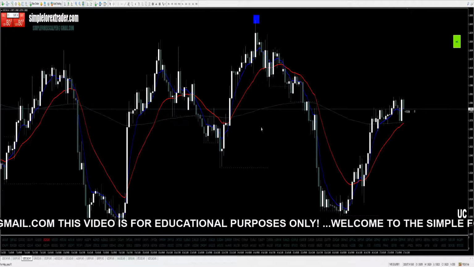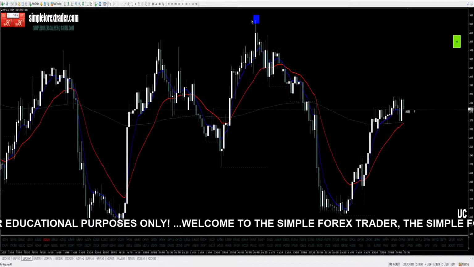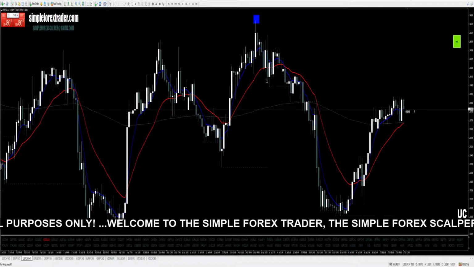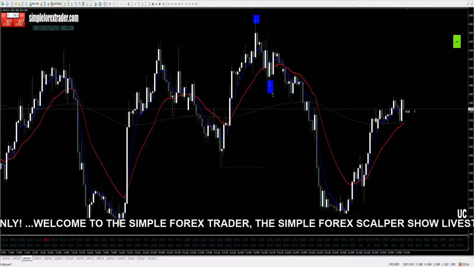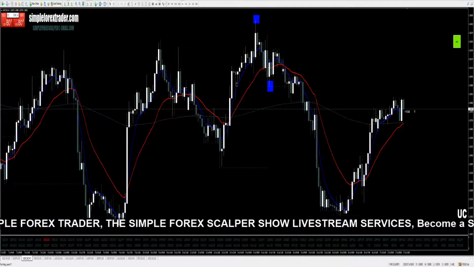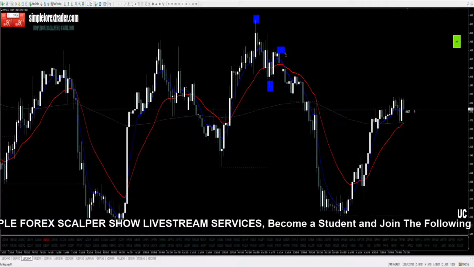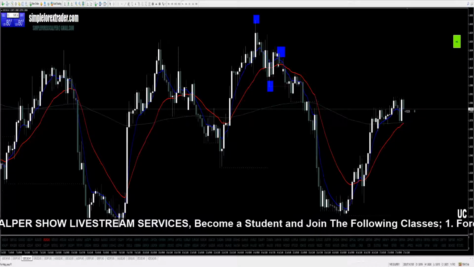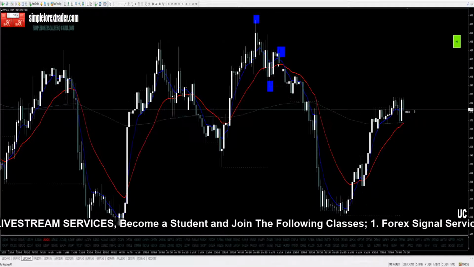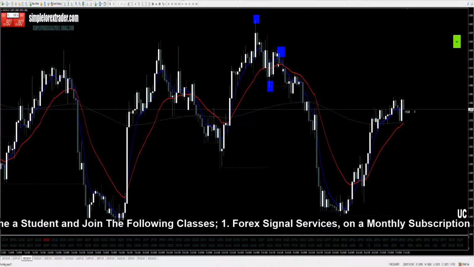And then I will also highlight the second entry point, which is here, and then the third entry point will be here. I would like to do it here. And that's where you enter the trade.